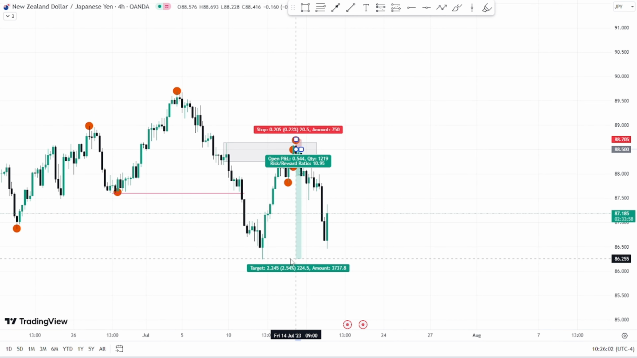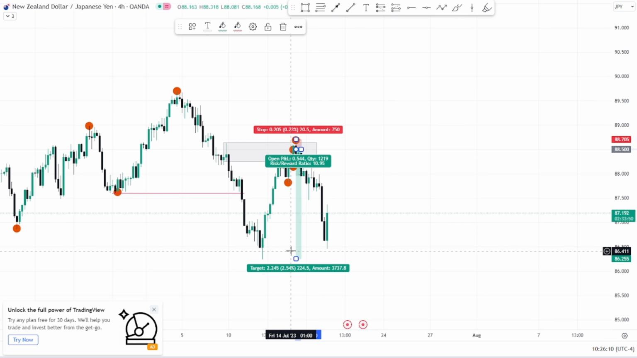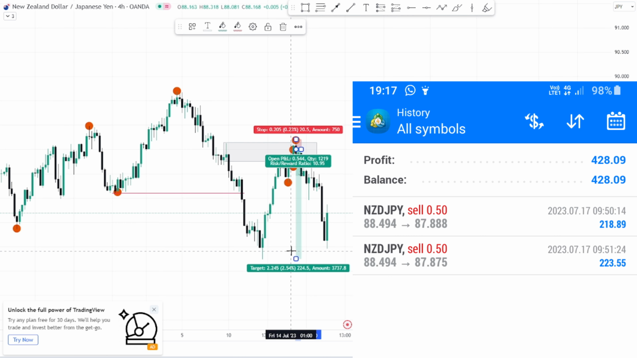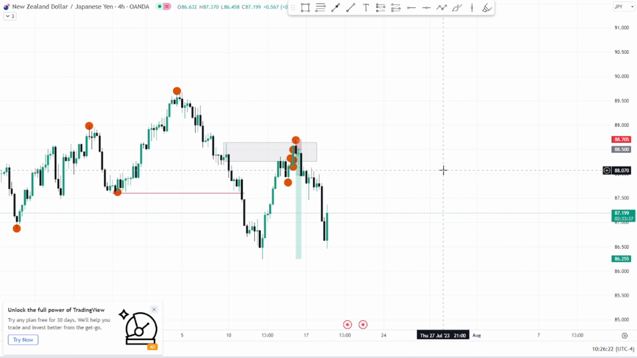All right, and as you can see, the price really did plummet, but I didn't actually plummet with it because I took my partials. As you can see, the screenshot of the profits that I took. So here is the screenshot on screen right now. Yeah, so basically that's what happened on the NZDJPY pair that I took on Friday.